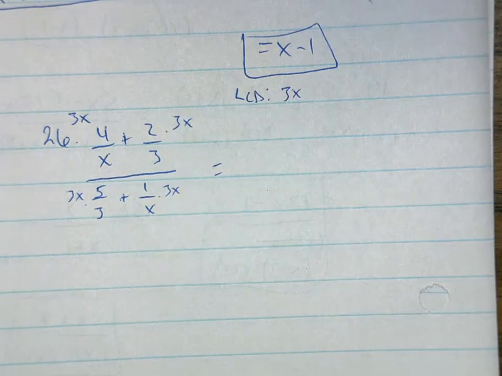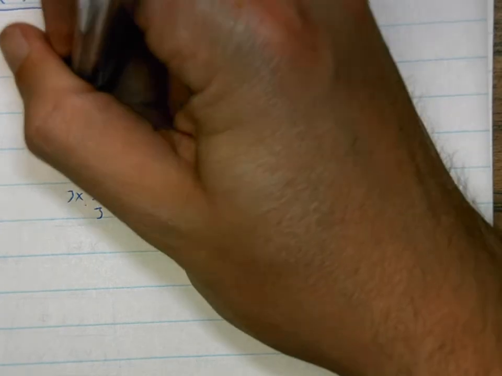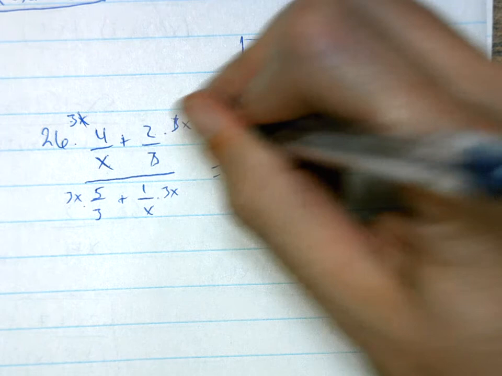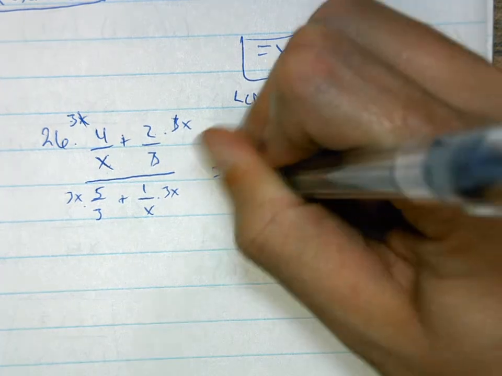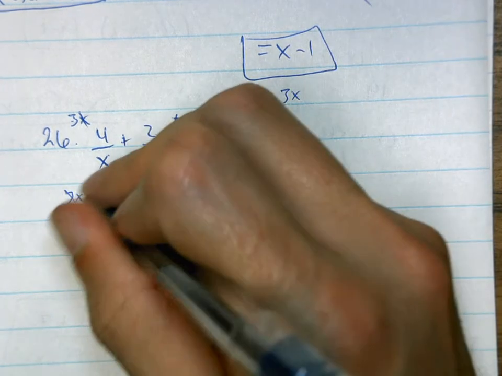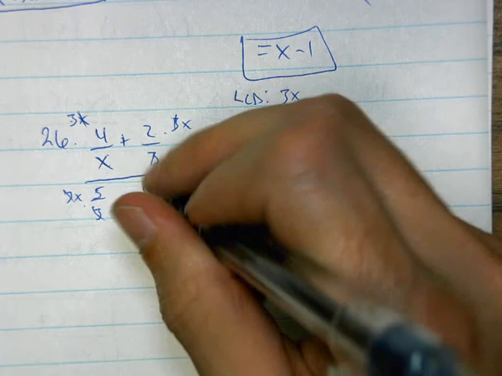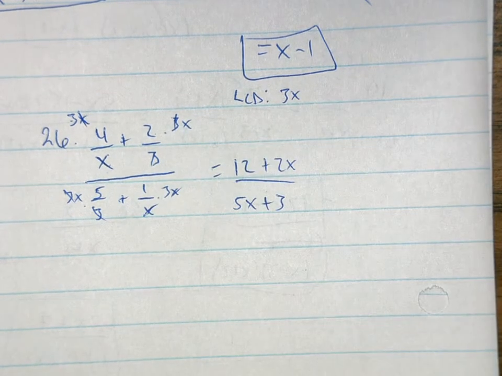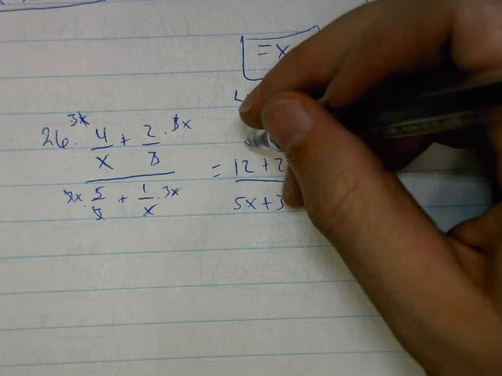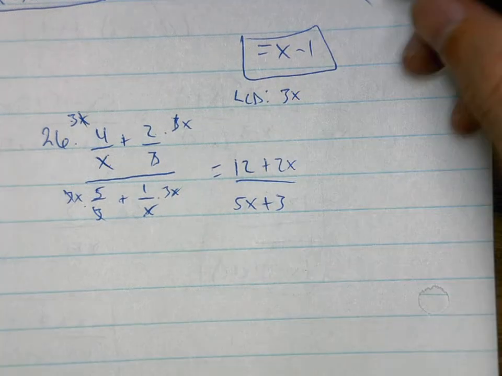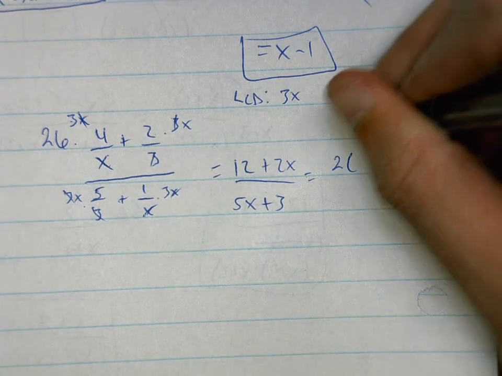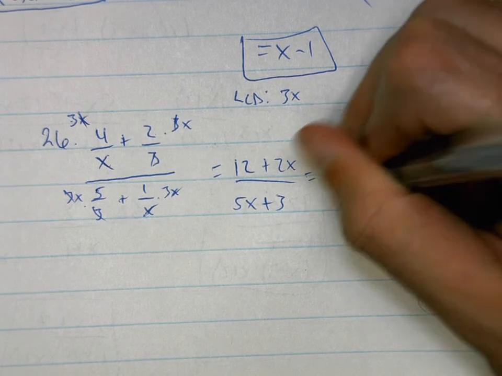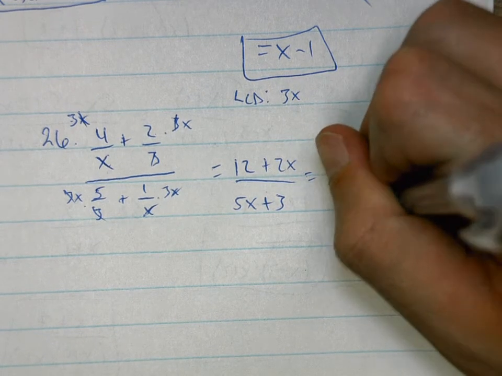So the x's cancel here. 3 times 4 is 12. The 3's cancel. 2 times x is 2x. The 3's cancel. 5 times x is 5x. And the x's cancel. 3 times 1 is 3. You could reduce this. This would be, not reduce, sorry. You could factor the top. 2 times x plus 6 all over 5x plus 3. Final answer.